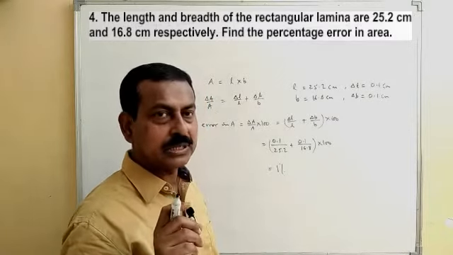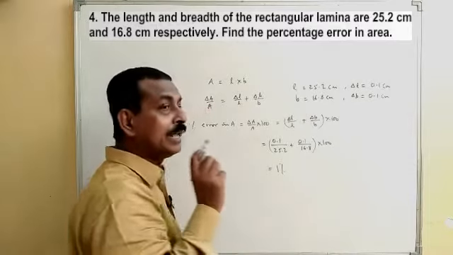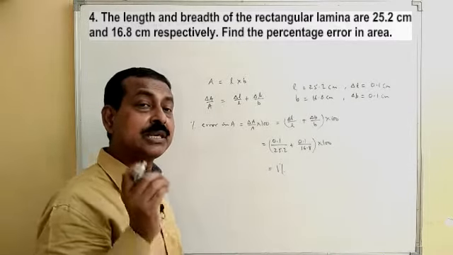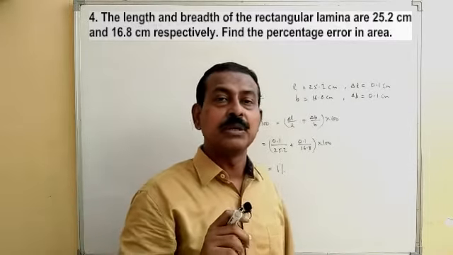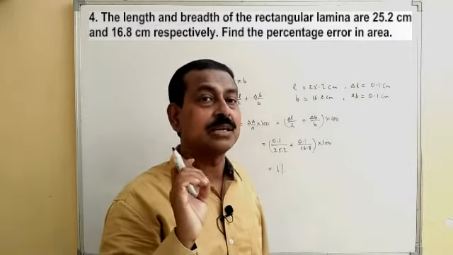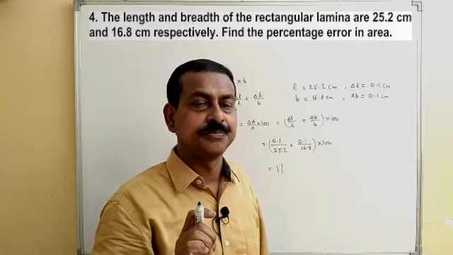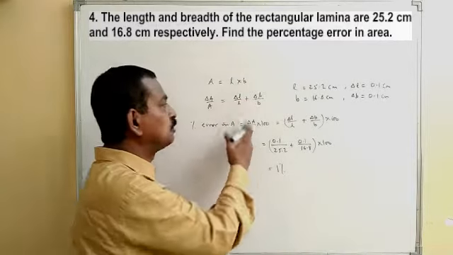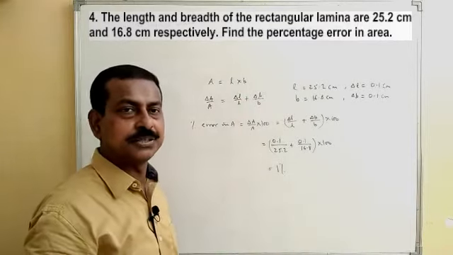In this problem, basically what you have to see, if the error value is not mentioned specifically in the problem, then from the given data you can find out what is the error in that measurement, and that you can simply substitute in the formula and get the result.